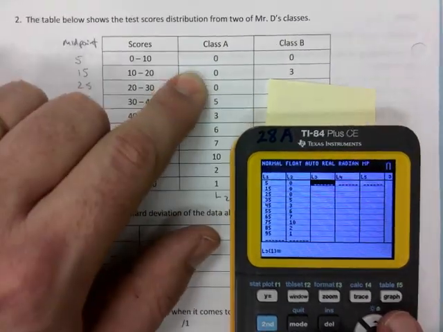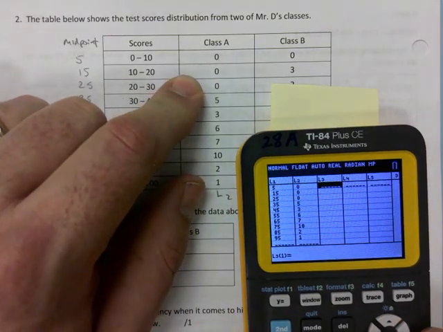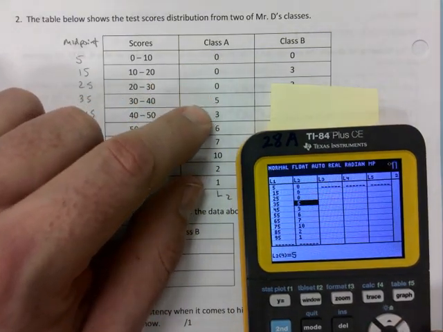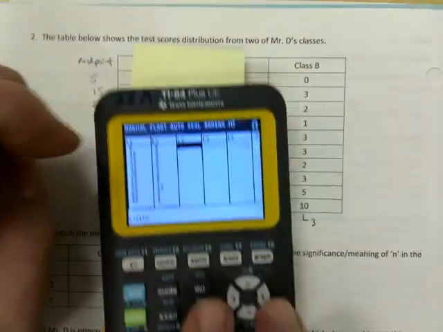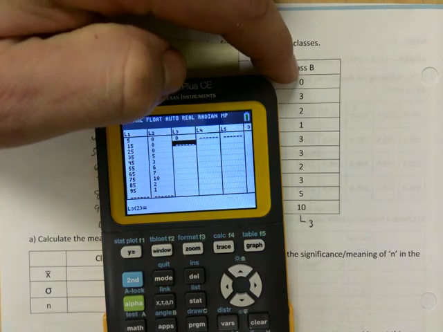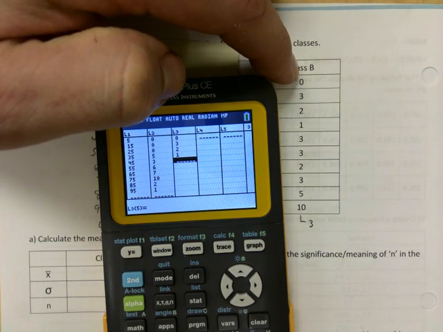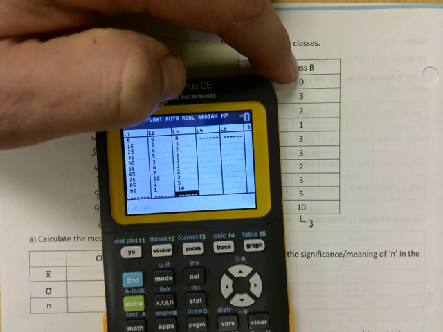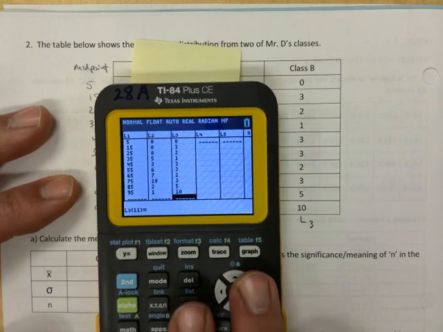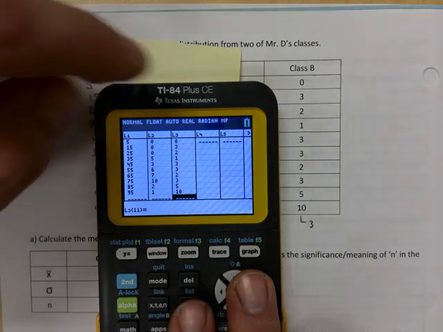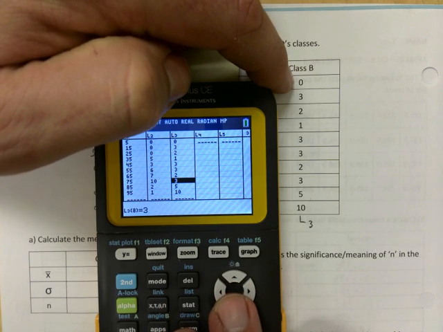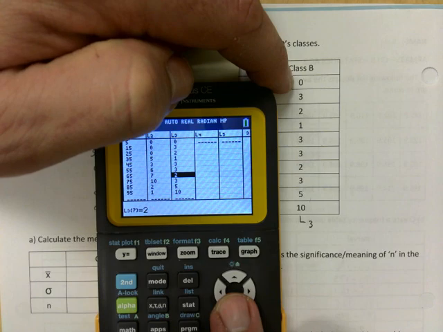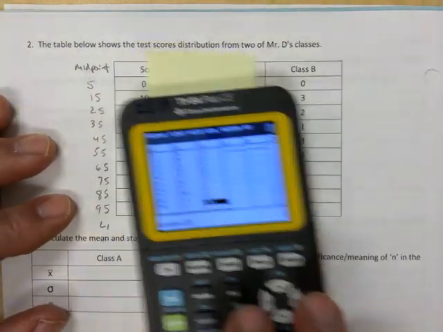So that's my first class, and then the second, I'm just going to double check. So 0, 3 zeros, 5, 3, 6, 7, 10, 2, 1. It's a good habit to check. Then I have 0, 3, 2, 1, 3, 3, 2, 3, 5, 10. Okay. So I'm just going to double check 0, 3, 2, 1. Going from the top, 3, 3, 2, 3, 5, 10. Okay, we're doing good.